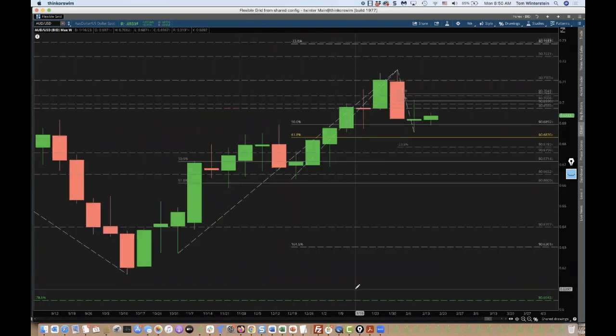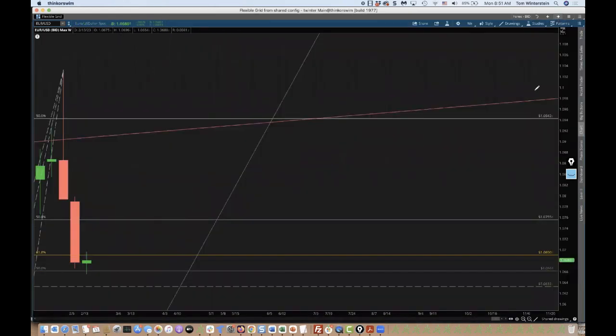And again, this analysis is not to tell you when to buy or when to sell. It's to give you information so that you can make your own decisions that fit into your style. So moving on to the next chart here, we're looking at the euro dollar.